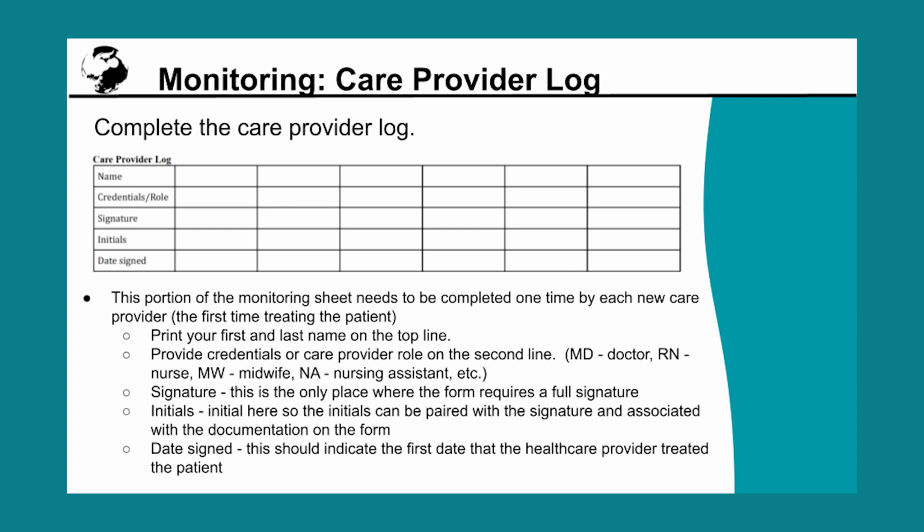The next section covers information about the care provider. Here, the healthcare professional may include information such as their name, credentials, initials, signature, and date signed. Because this is the only place on the sheet where a full signature is required, it is important to include the caregiver's initials so they can be paired throughout the documentation.